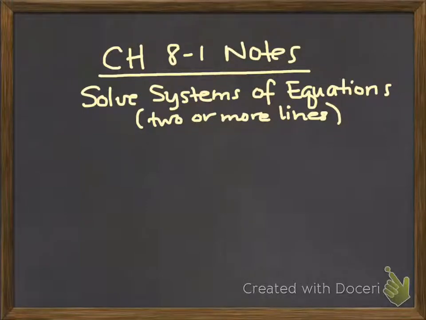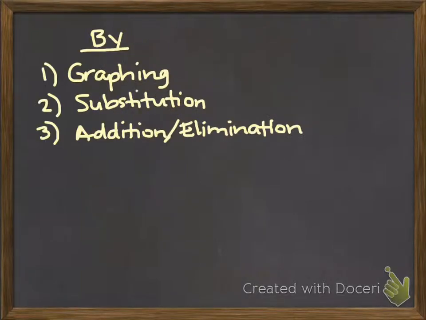Chapter 8-1 notes: solve systems of equations. That's when you have two or more lines and you're finding the point of intersection. There are three ways for solving systems of equations. Today we're doing it by graphing, tomorrow we'll be doing substitution, and the next day we'll be doing the addition-elimination method.